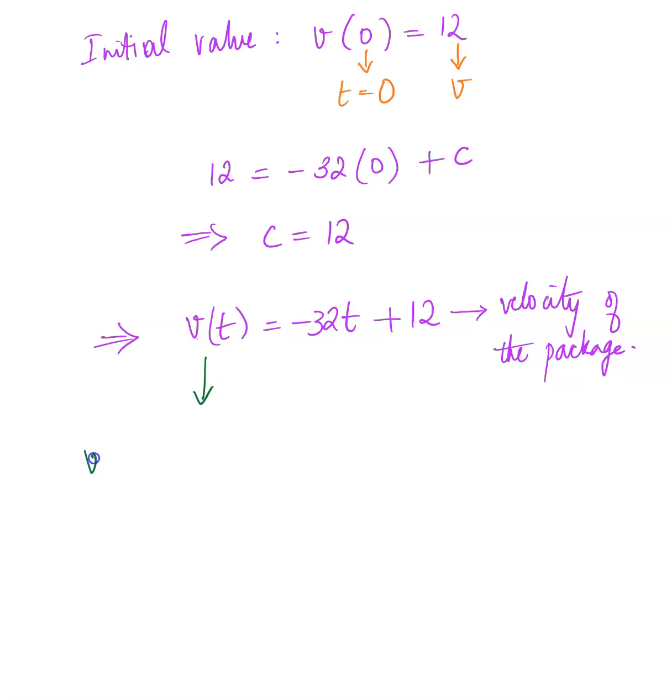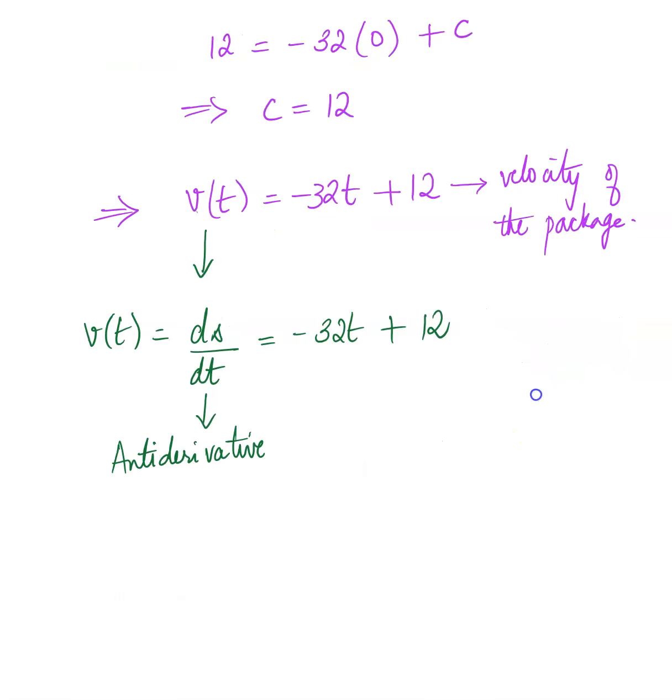So, you know, v of t is the same as ds over dt. Right? It's the derivative of the position. So that's negative 32t plus 12. So you need to take the antiderivative. So it is a double iteration process. Antiderivative of this would be s, which is negative 32. Keep that as it is. Quickly right here, this will be n is 1, and here t power 0.